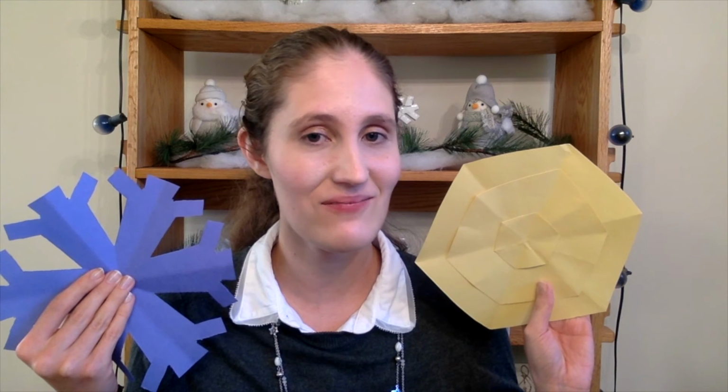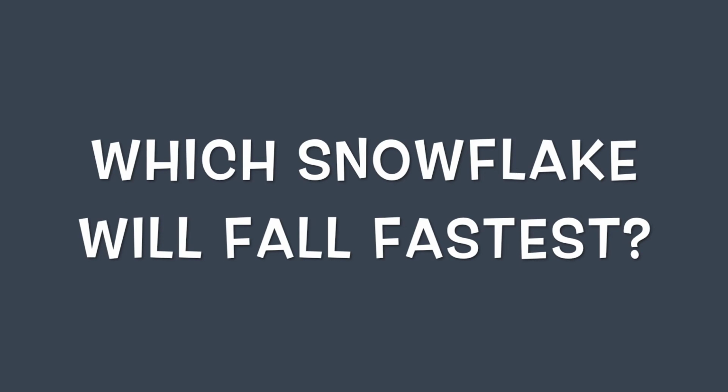Did you notice how the column seemed to fall straight down while the stellar dendrite seemed to float? What do you think would happen if I tested my stellar dendrite against my hexagonal plate? Which one do you think would fall the fastest? And why do you think that is? Let's find out.